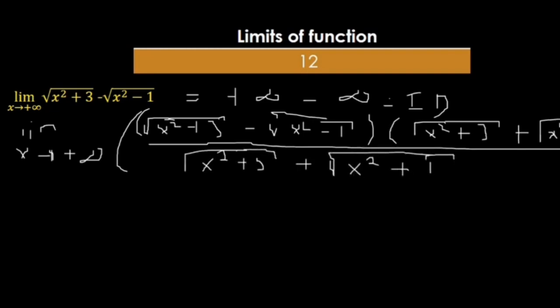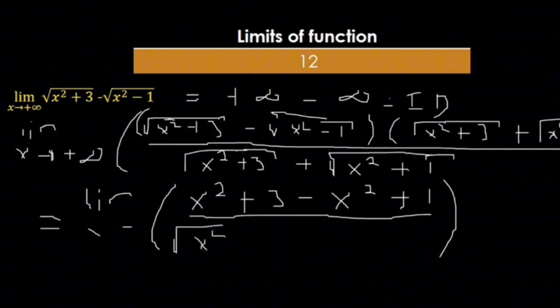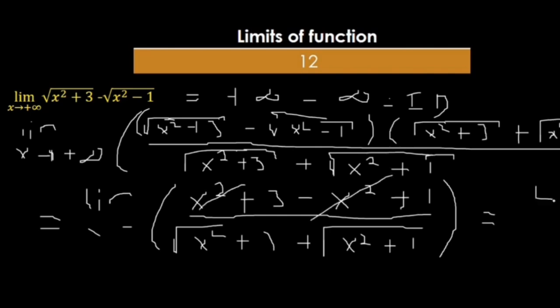Okay, this will be equals to what? This and this will multiply, there is limit as x tends to infinity of x square plus 3 minus x square plus 1, all over square root of x square plus 3 plus square root of x square plus 1, and this will be equals to, this and this goes, that is 4 all over infinity, and this is equals to 0.